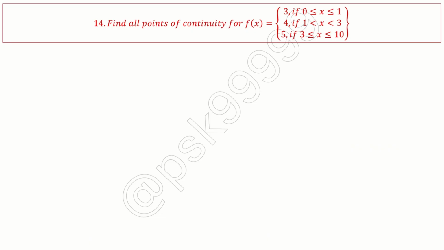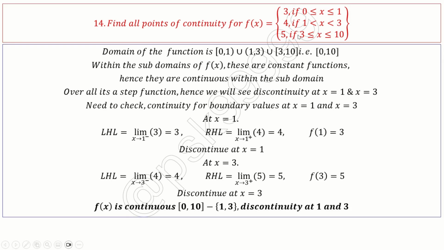This is a constant function for three different ranges. So f of x equal to 3 if 0 is less than or equal to x, less than or equal to 1. Between 0 and 1 it is 3, between 1 and 3 it is 4, between 3 and 10 it is 5. So now where is the point of contention? Point of contention will be at x equal to 1 and x equal to 3. These 2 points we have to check.